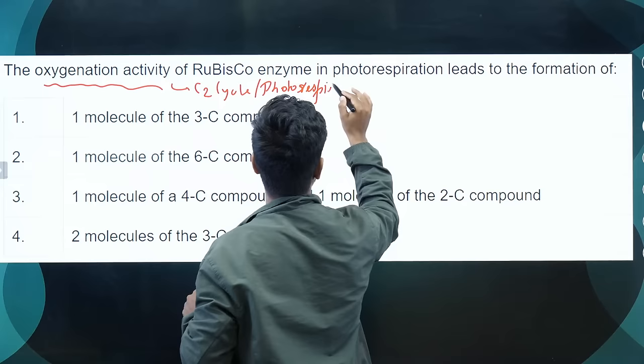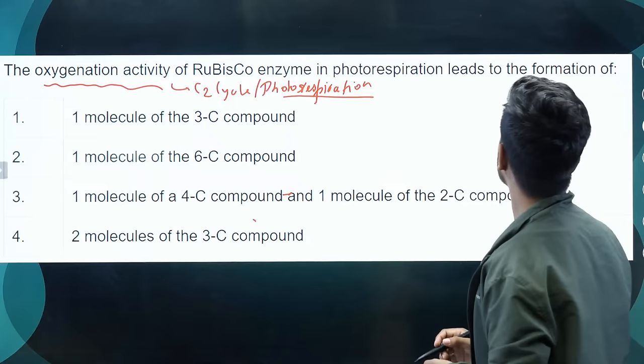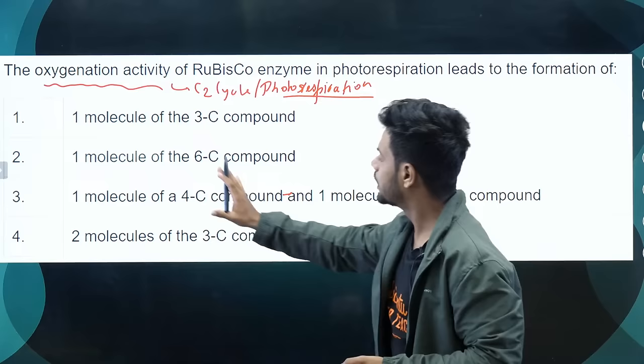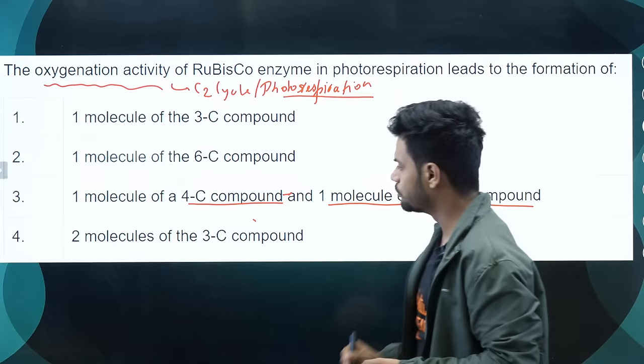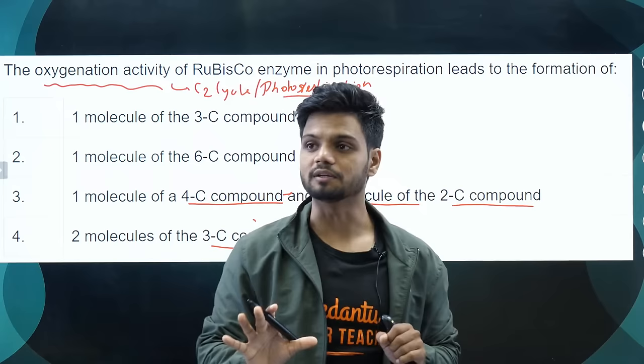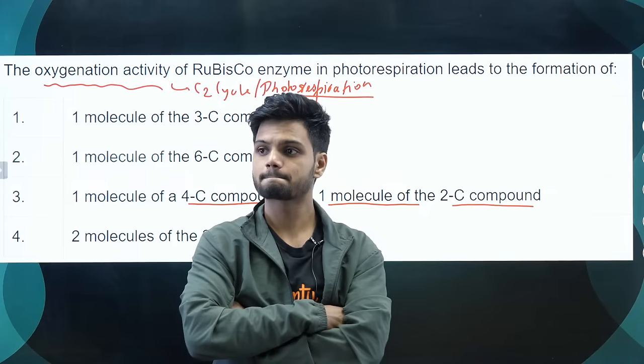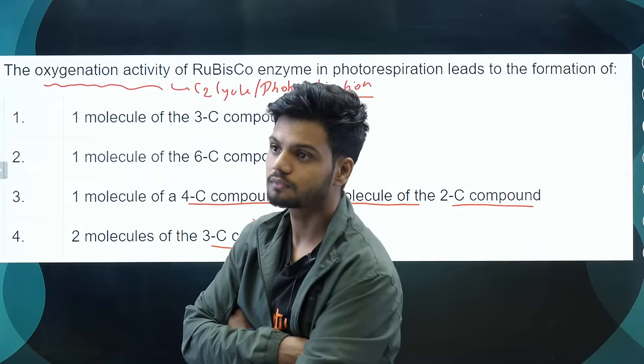Photorespiration is a very wasteful process. What happens? One molecule of C3 compound, one molecule of 6 carbon compound, one molecule of 4 carbon compound and one molecule of 2 carbon compound, or two molecules of C3 compound? Take your time and answer. C2, wasteful process. Oxygenase activity is happening. What is formed? Students, don't go wrong here.